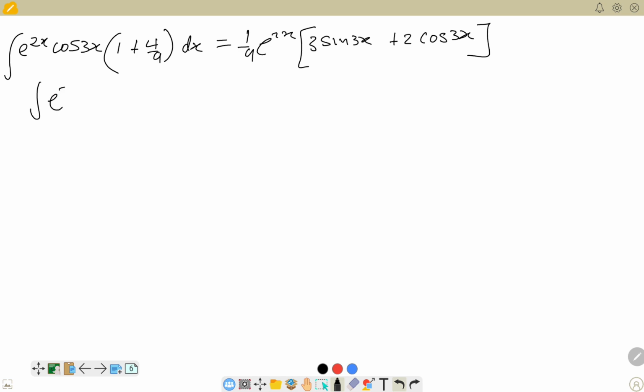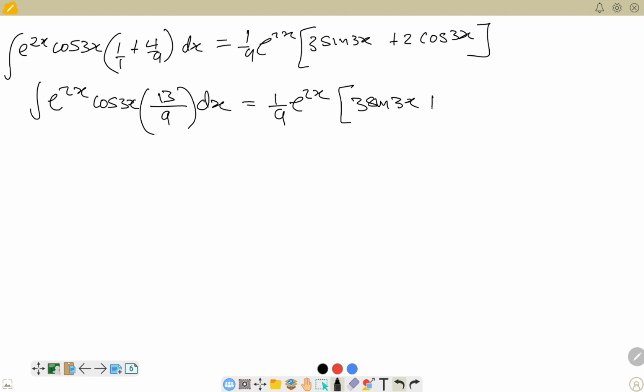So the integral of e to the power 2x cos 3x. Here I can cross multiply, and when I cross multiply, 9 times 1 is 9, then 1 times 4 is 4. 4 plus 9 is 13 over 9. Then we have it like that. Then we have 1 over 9 e to the power 2x, 3 sine 3x plus 2 cos 3x.